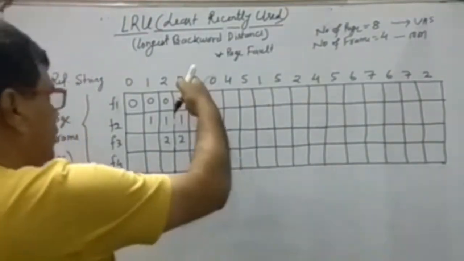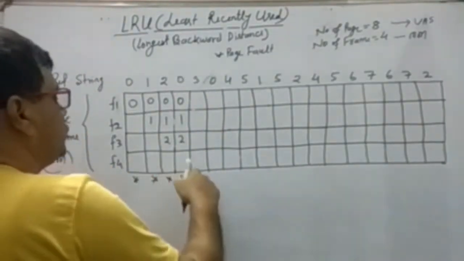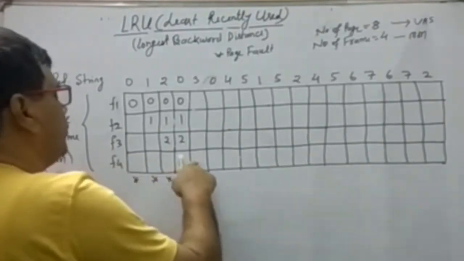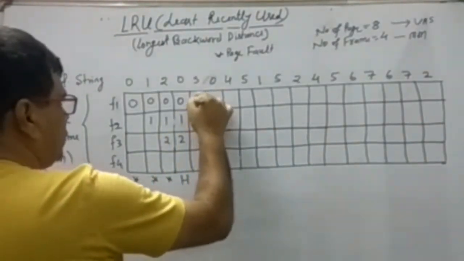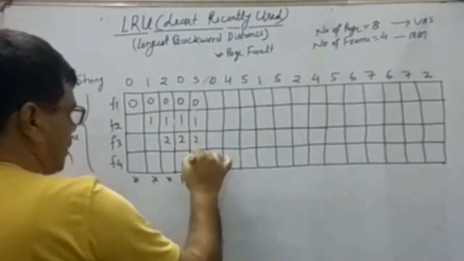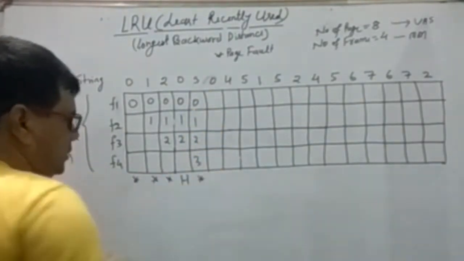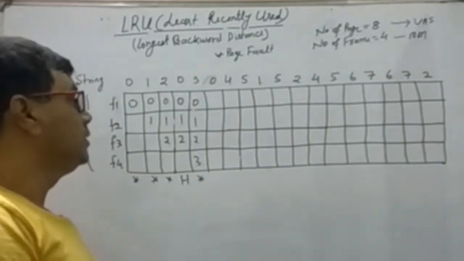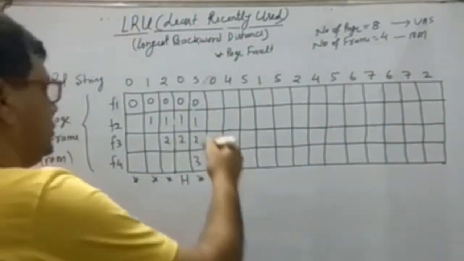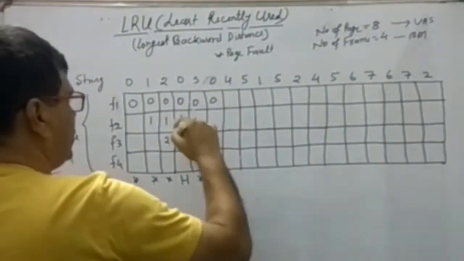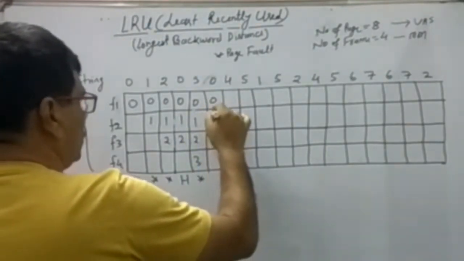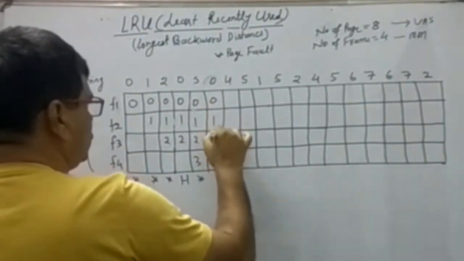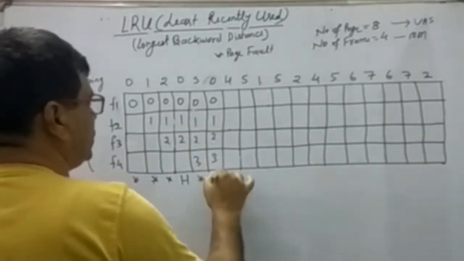Now page number 3 arrives. There is a page fault, and page frame 4 is already available, so this will map 0, 1, 2 and 3, and a page fault occurs. Again look here, page 0 arrives: 0, 1, 2, 3, and this is a hit.